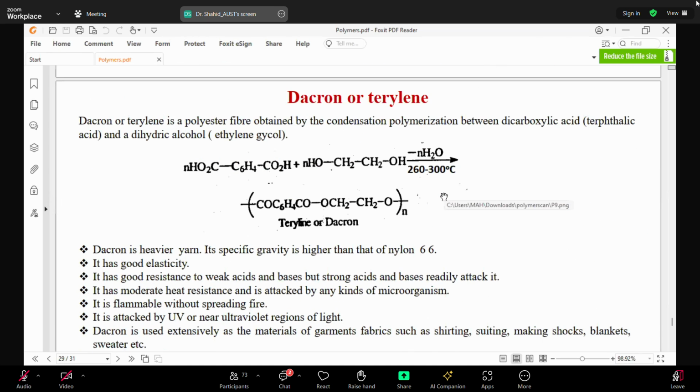Next one is Dacron or Terylene. Dacron is a polyester fiber obtained by condensation polymerization between a dicarboxylic acid and a dihydric alcohol. Dihydric alcohol, do you know, ethylene glycol. So can you tell me how you can prepare ethylene glycol? Which reaction? This is a very famous reaction of alkene. Glycol is the product. So which reaction? Can you tell me? Organic chemistry, alkene chapter.